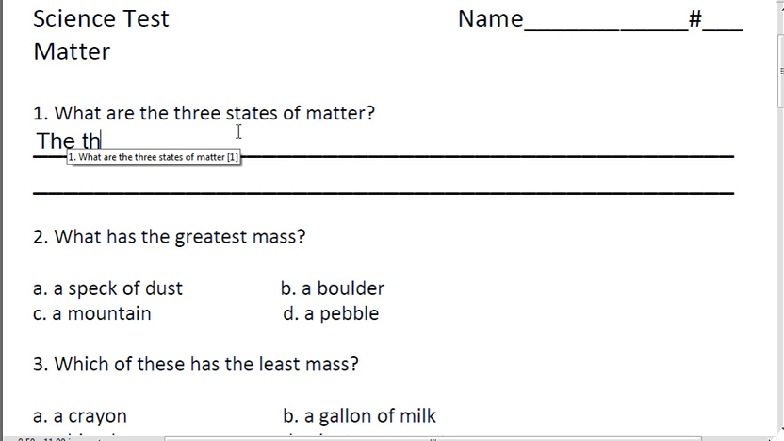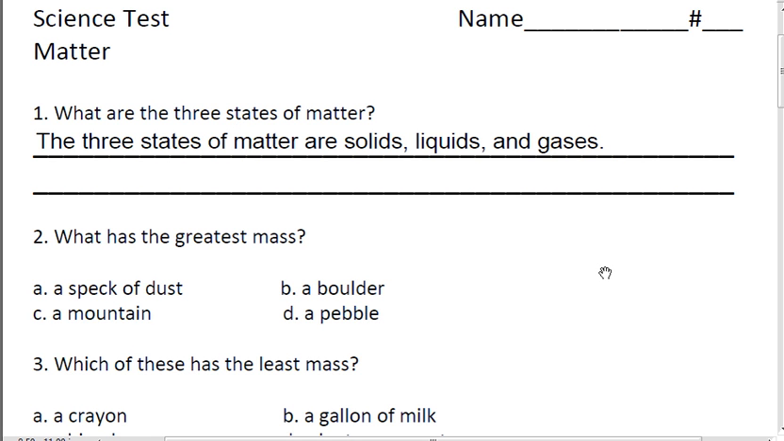The 3 states of matter are solids, liquids, and gases. And that's it. If you put just solids, liquids, and gases, I'd still give you credit, but you always want to answer questions in a complete sentence.